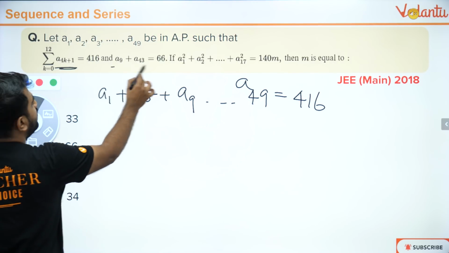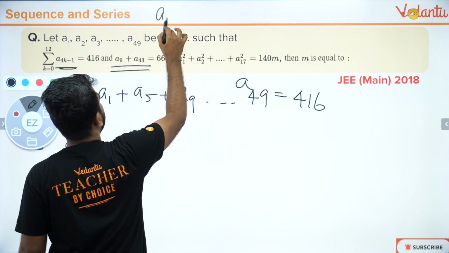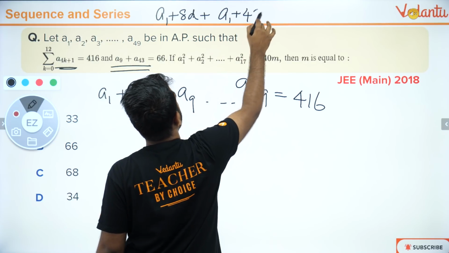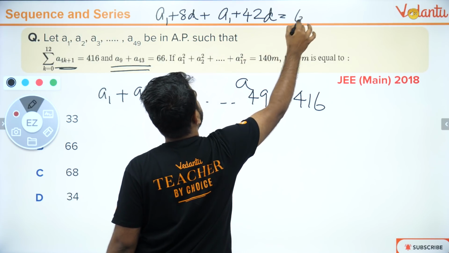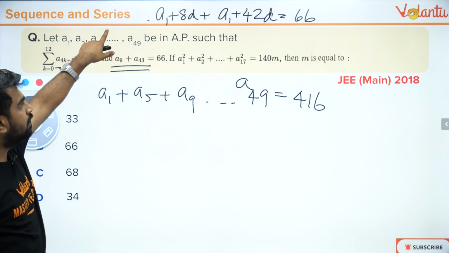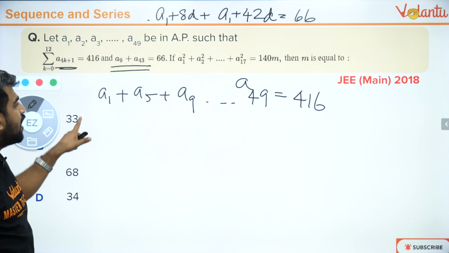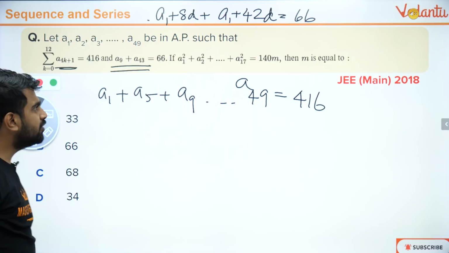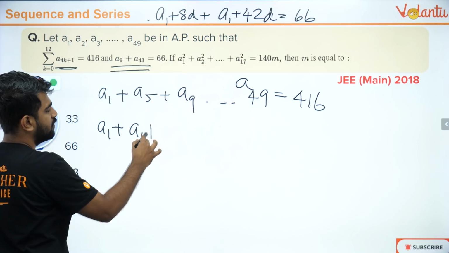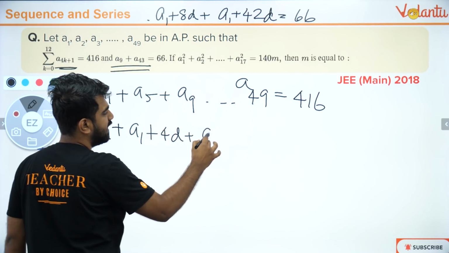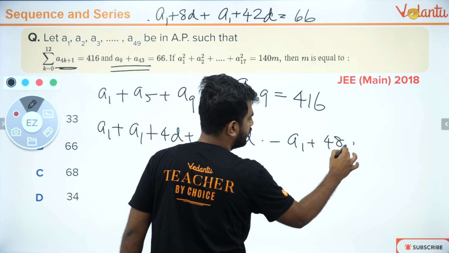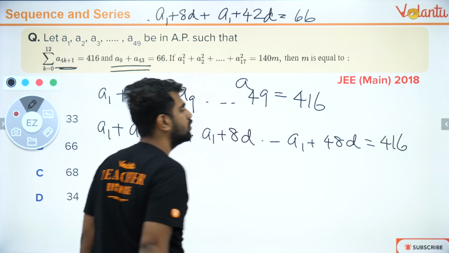And then A9 plus A43. What is A9? A9 is A1 plus 8D. A43 is A1 plus 42D, and the sum is equal to 66. So that is one expression I have. And then we have another equation over here. We will be able to solve it because I can write A1, then A1 plus 4D, then A1 plus 8D, and all the way up to A1 plus 48D, which is equal to 416.